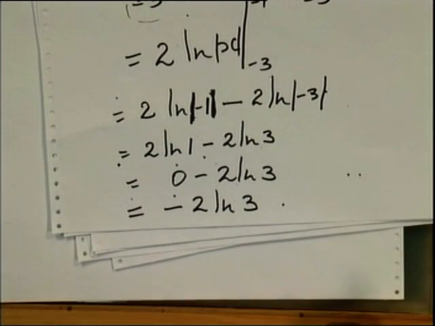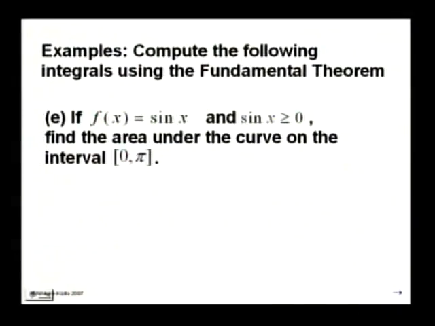Now, the next one is the fundamental theorem of calculus, and here, finding the area. Now here, remember I told you on top that definite integral is the same thing as area under the curve. So you can see this example. They say compute the following using the fundamental theorem of calculus. Or maybe what I can say, if f of x is equal to sine x, and sine x is greater or equal to 0, that means above the x-axis, find the area under the curve on this interval 0 to pi. Now here, that's the question that they're asking you.